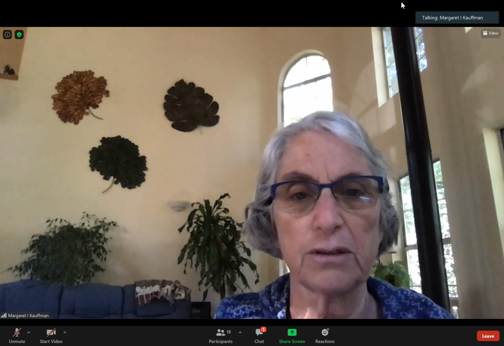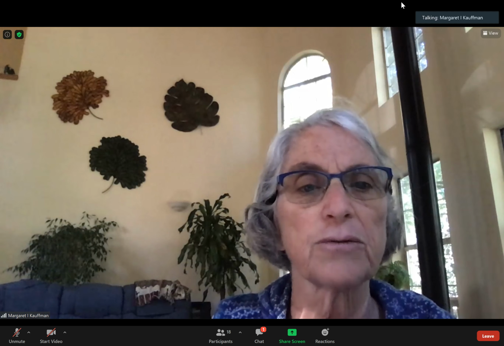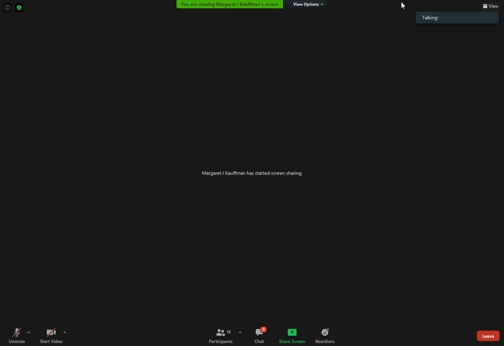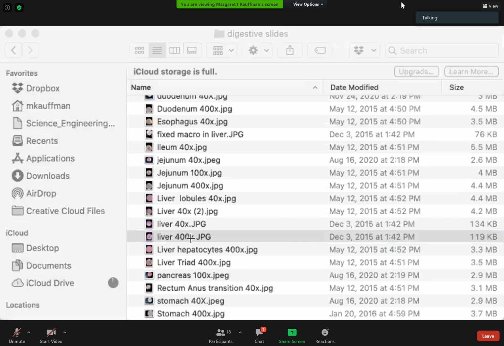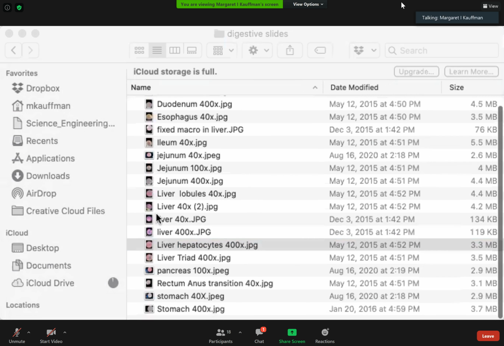And I'll probably stop sharing. Okay, let's look at another one of these. I think that's the same one we just talked about. So there are 3 or 4 of them that are 40X. You don't have to draw all of those, but I would look at them in case I use a different one. And the hepatocyte one is the one we already saw. It was the one I embedded in your slides.